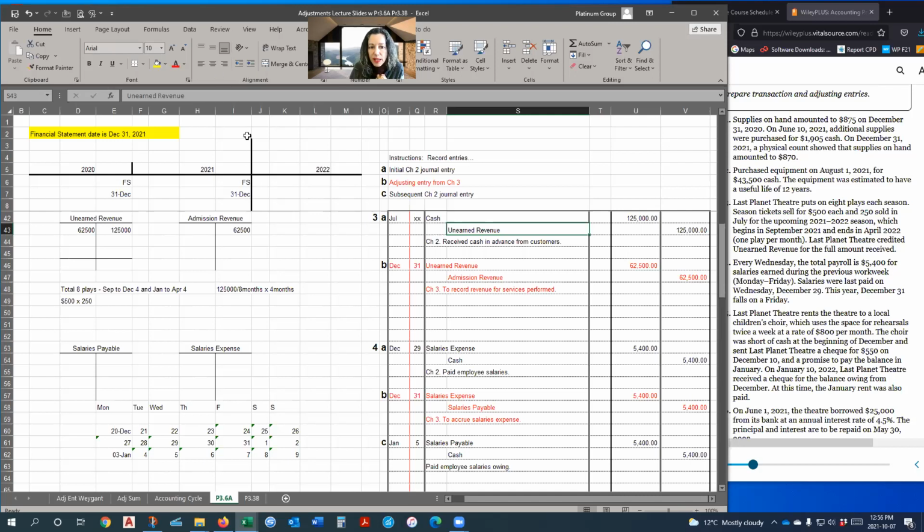Now, as of December 31st, we move ahead in time to December 31st. We're going to look at that unearned revenue account on our trial balance, and we're going to say, oh, we earned some of that. And in fact, we earned 4 of the 8 plays. So what we're going to have to do is reduce our unearned revenue. So you can see if we post it into our T accounts, here's unearned revenue. Here's the 125. So what we're going to have to do is reduce it for the 4 of 8 plays that we earned. So we will debit unearned revenue and credit commission revenue.